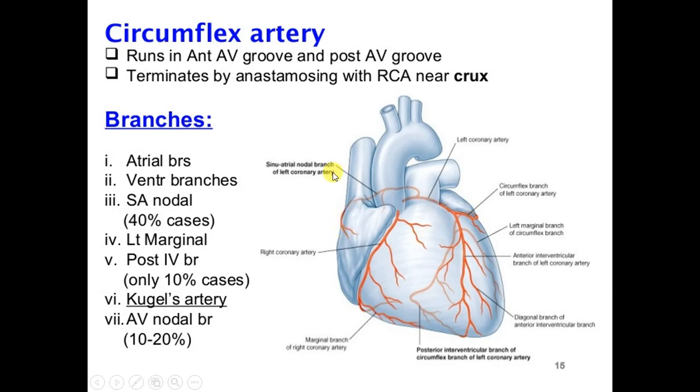Then there is the circumflex in the posterior atrioventricular groove of the left side. It terminates with the right coronary artery near the crux. So it gives atrial branches, then ventricular branches, then the SA nodal branch in 40%, then the marginal branches, the posterior interventricular branch in 10% of cases, and also the artery of Kugel and the AV nodal branch.